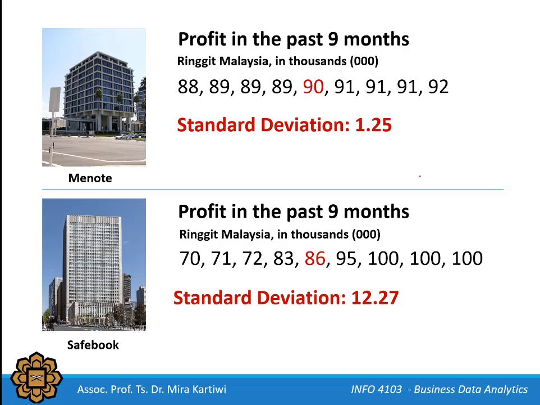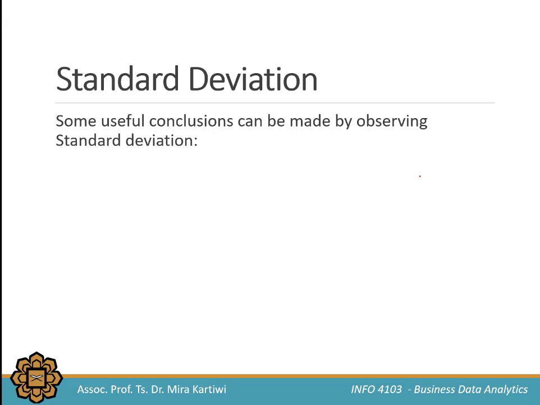I'm very sure by now you already have a feeling on which company we're going to ask our friend to invest in. Since our friend is more inclined to something that is more predictable and avoids risks as much as possible, we know which company would be suitable for him. Anyway, some useful conclusions can be made by observing the standard deviations. First, by looking at the standard deviations, we would be able to know whether there are any outliers.